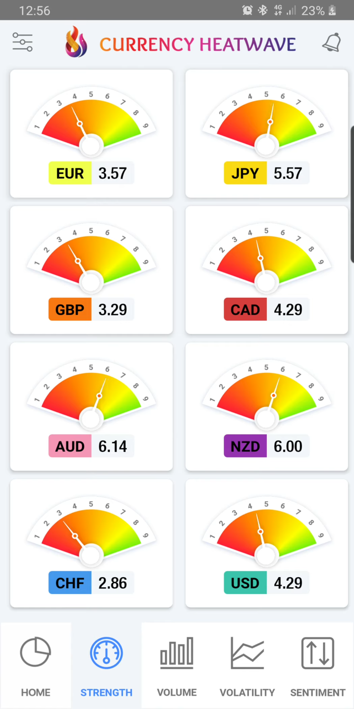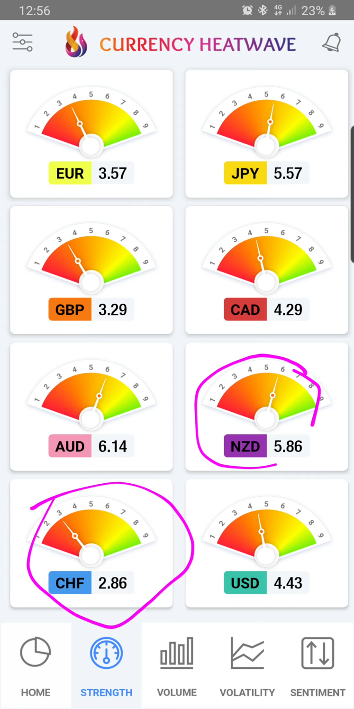So how do you use this strength page for your trading? For example, if the variation is very high, like one currency is trading at 6 and another one is trading at 2, and you check these two currency pairs on the chart, you are going to notice that it is a trendy market.